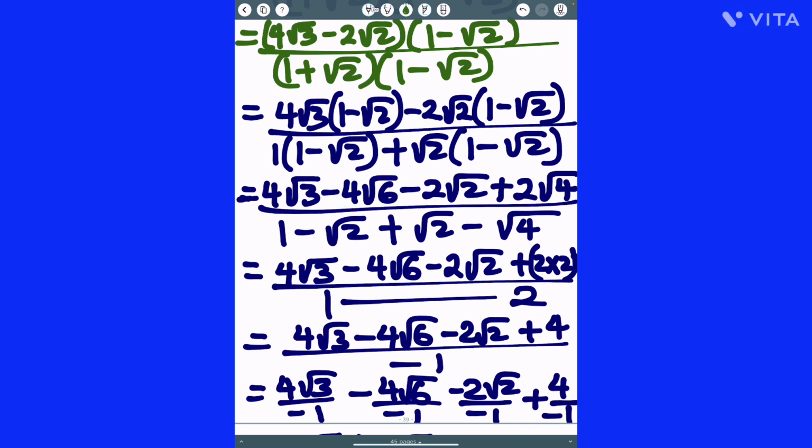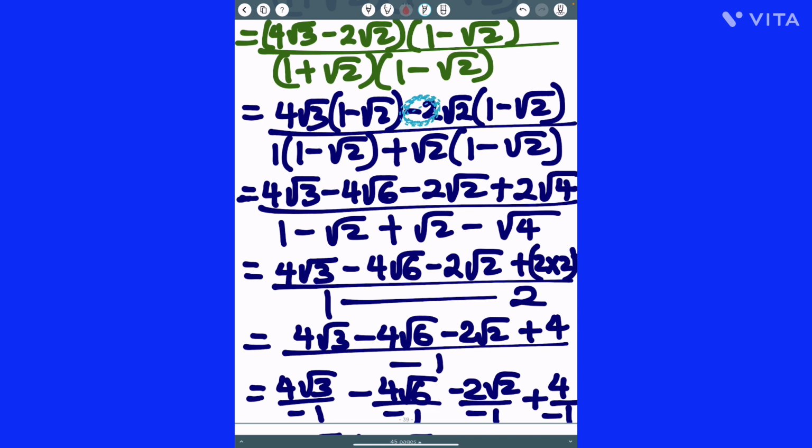You know how I did that? There's an invisible 1 here. So I'll first do 4 times 1, get 4. Then I'll do root 3 times root 2 next to get root 6. So 4 root 3 times 1 root 2 is minus 4 root 6. Here also minus 2 root 2 times 1 is minus 2 root 2. And minus 2 root 2 times minus 1 root 2 is what? Plus 2 root 4.